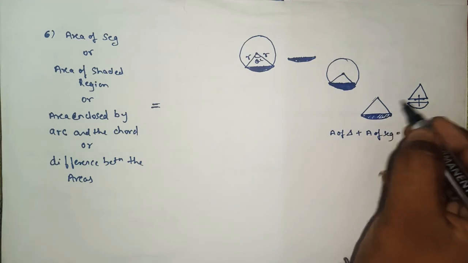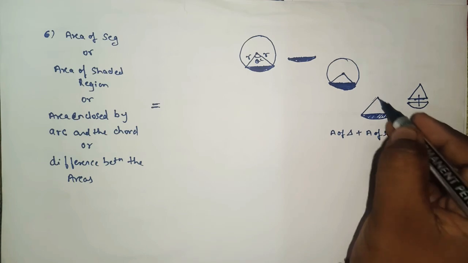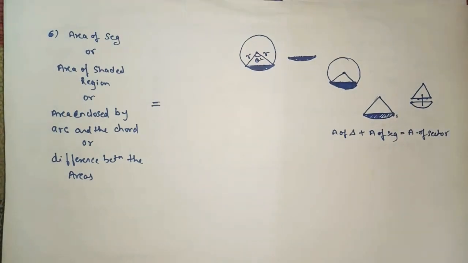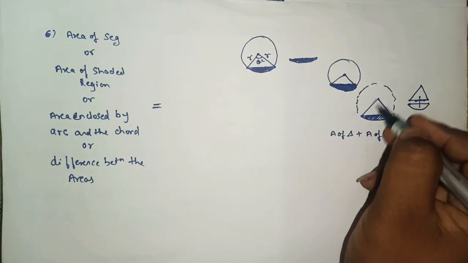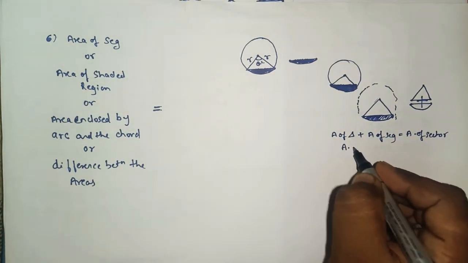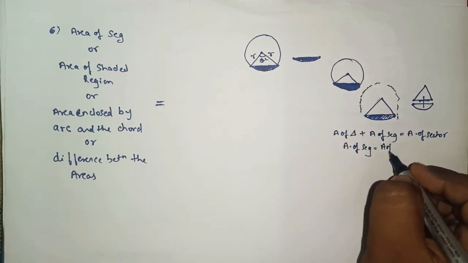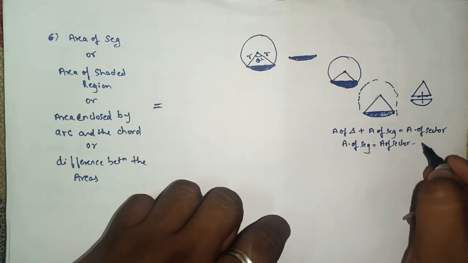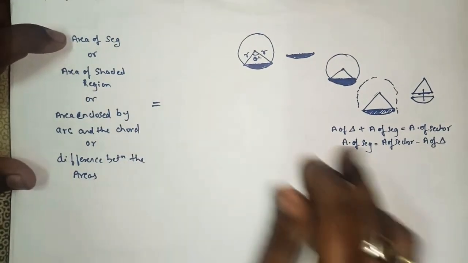Here we have two shapes, one is a triangle, one is a sector. When you add these two parts, you will get the area of sector, as it is the half part of the circle, and we know that this part is known as the sector. So here we can create our formula. Area of segment will be equal to area of sector, and the area of triangle will go to the right hand side, minus area of triangle. So here we got the formula for area of segment.